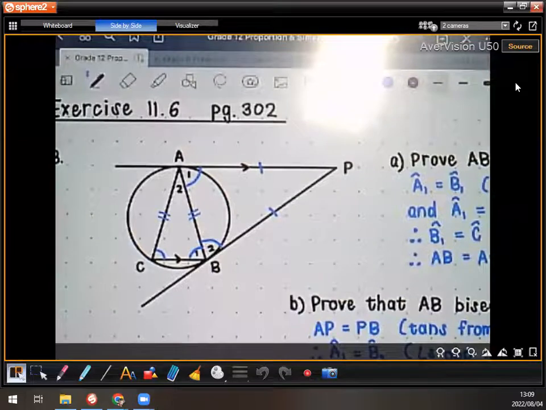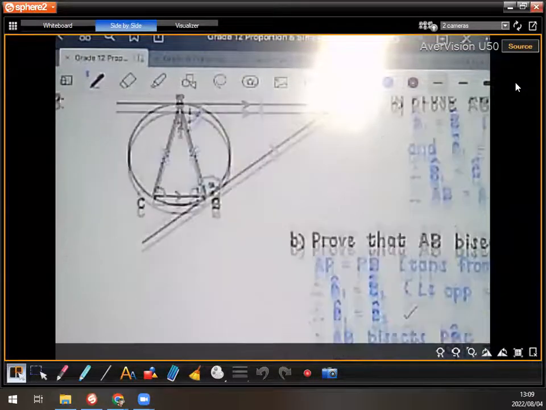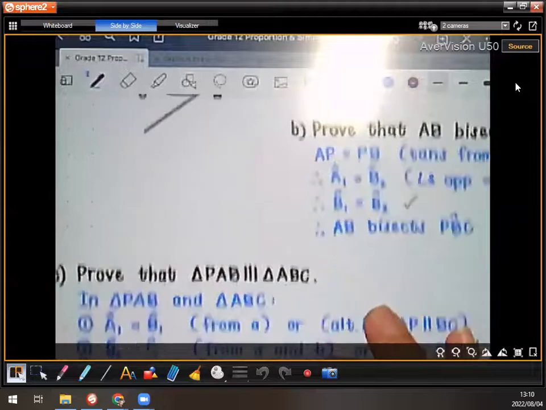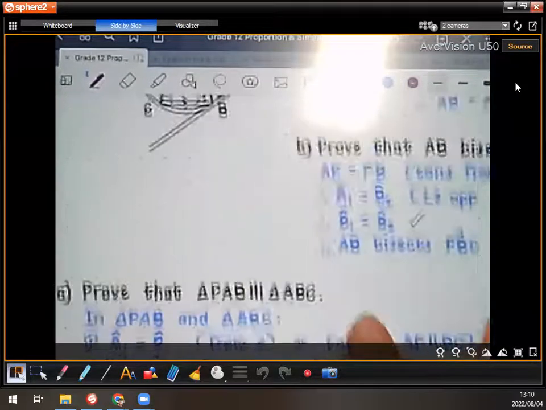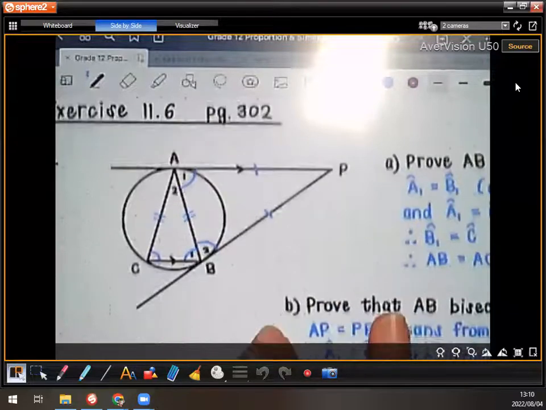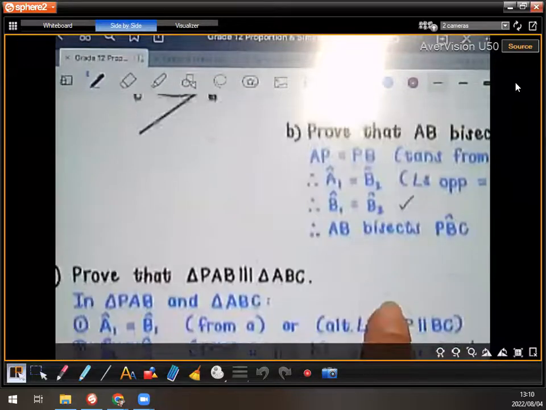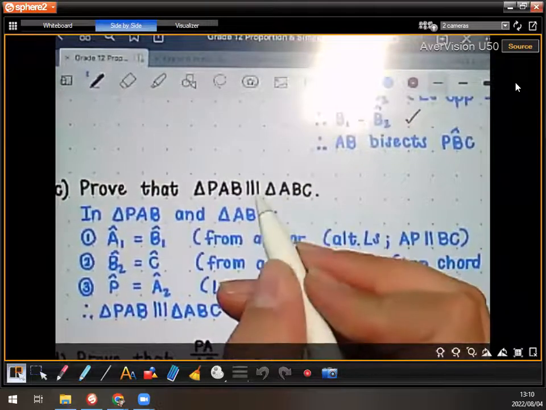Okay, let's look at C. Now in C, guys, they gave you the order again, because in the question they said prove that triangle PAB is similar to triangle ABC. So that's the correct order. For this one, I didn't actually list my 3 angles because I thought it was not that bad to see. There was something tricky about this, and we just need to pay attention here.